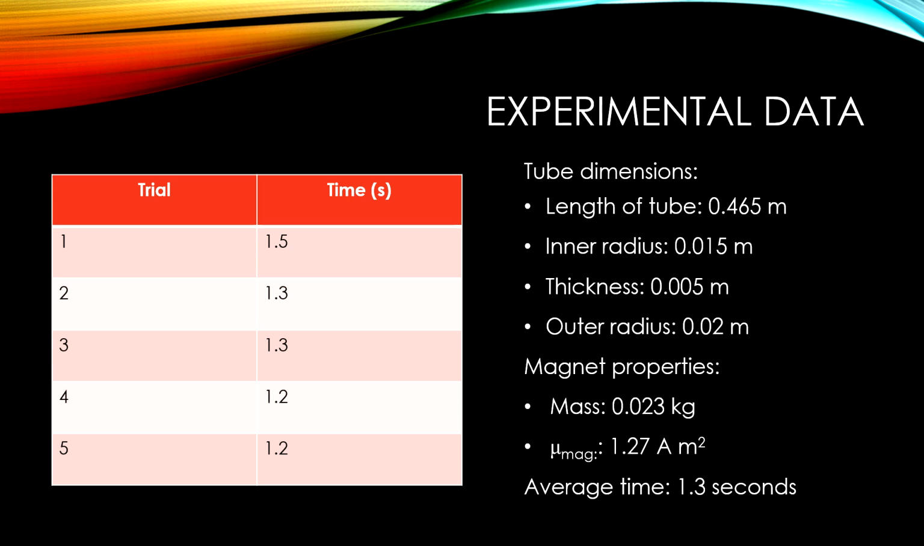The data collected from the experiment is shown here, along with the properties of both the tube and the magnet. Ultimately, across 5 trials, the average time for the magnet to fall through the tube was approximately 1.3 seconds.